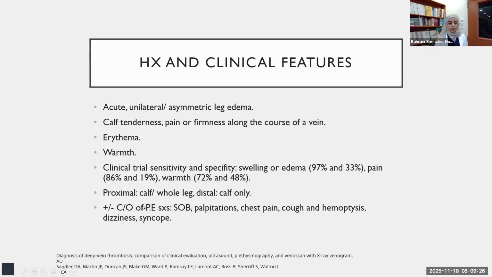If it is proximal, the pain will be in the calf or the whole leg, whereas if it is distal, it could be in the calf only. Also, the patient may present with a complication of a DVT, which is the PE, like shortness of breath, palpitations, chest pain, hemoptysis, dizziness, and syncope.